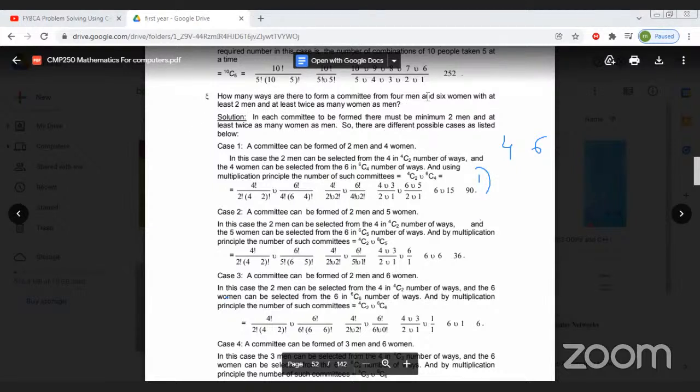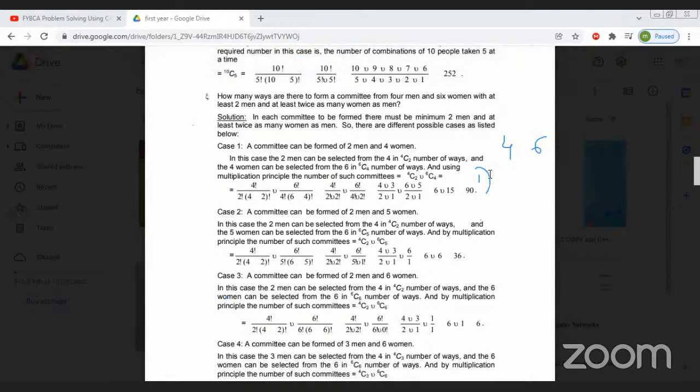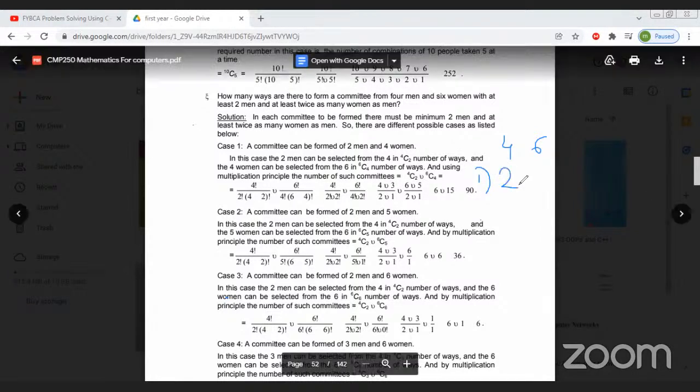So tell me, what should we do? So minimum, the first case for us is what? It should start from 2 men and end towards 4. Obviously we can do that, right? But the minimum case is, now see, here you're going to have cases. Let's go by cases only. So your first case will be what? And at least twice as many women as men.